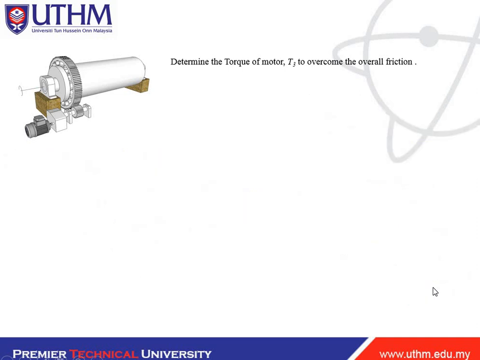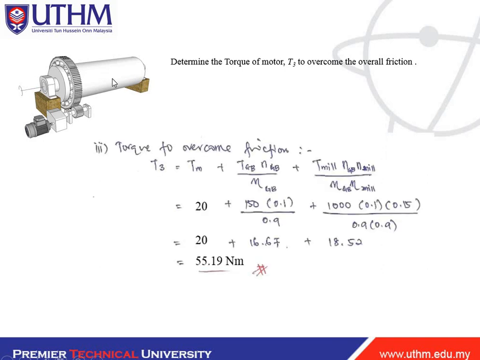The next question is determine the torque of motor T3 to overcome the overall friction. Just now in the question, there is a friction torque given at the motor as 20 Newton meter. At the gearbox it is given as 150 Newton meter, and at the mill shaft it is given as 1000 Newton meter. So what you need to do is use this formula.